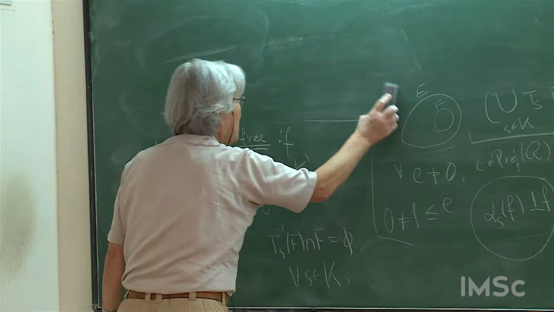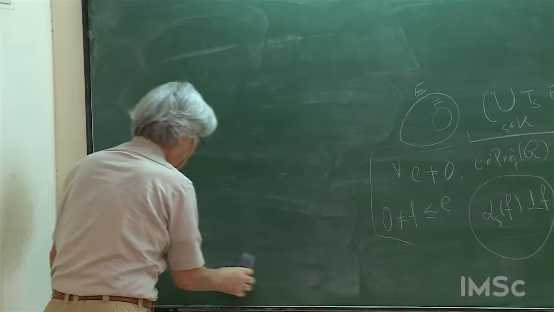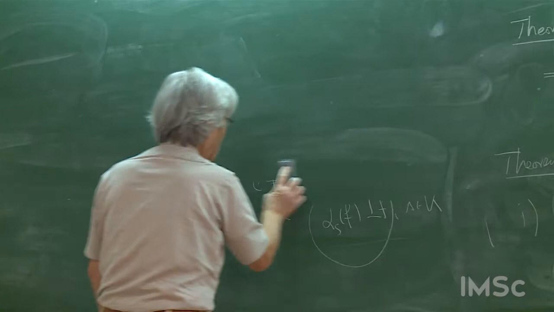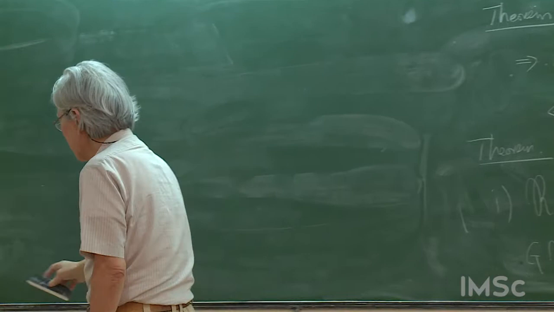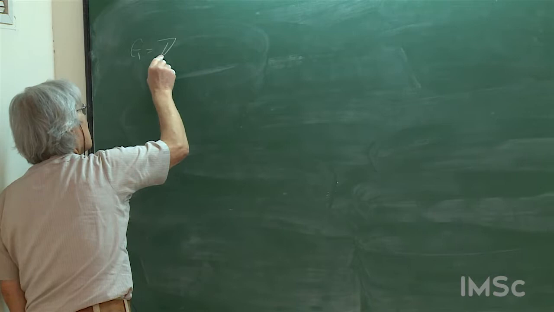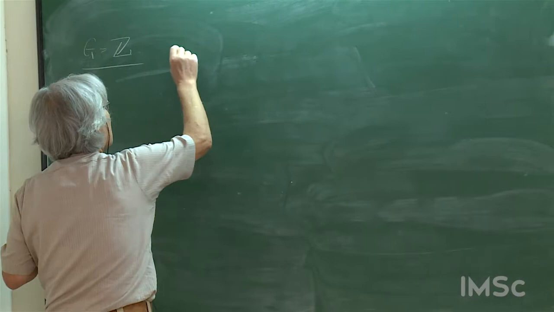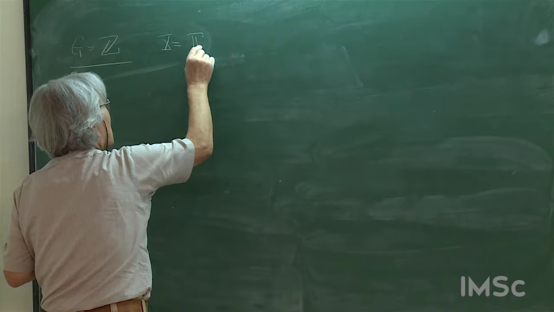So, a concrete case. We cannot just stay with a finite group. The simplest infinite group is the additive integer group. Additive group G is now the additive integer group. And the measure space X is the circle, lambda scalar.